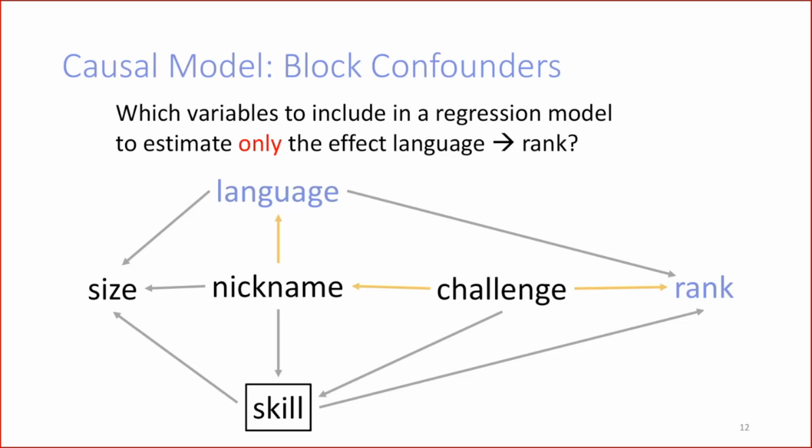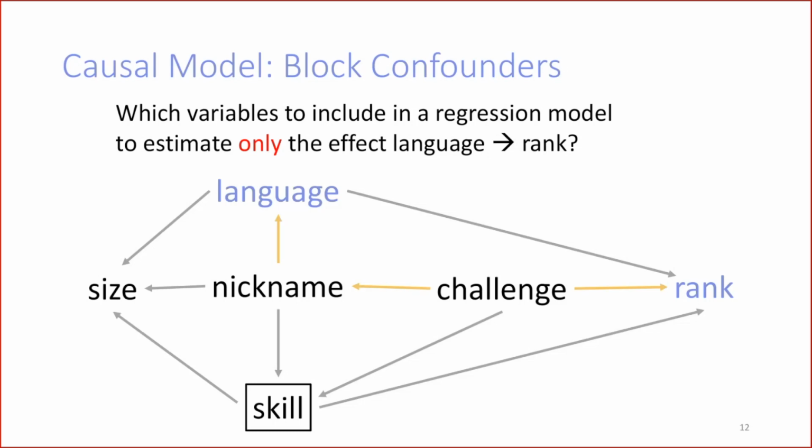However, if we do include nickname and challenge, like we did in the statistical model, then those will block this confounding path. We will have separately an estimate for the correlation of this thing here, separately an estimate for the correlation of this thing here, and then we will end up with just the remaining effect of language on rank, which is what we want to isolate, okay? So this is the first thing, blocking confounders. And again, here I'm just showing you an example, but then you have to do it systematically on every path of a similar kind.